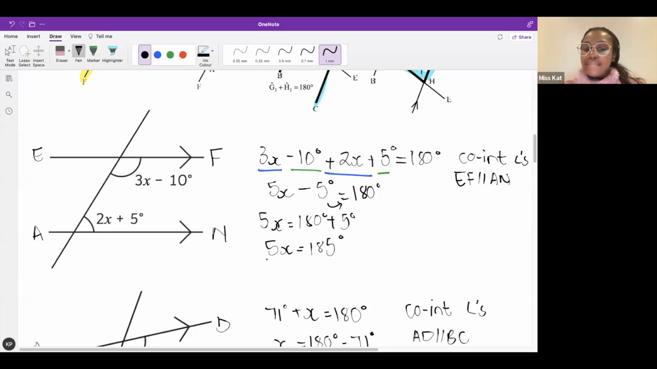And then we're gonna say 5x divided by 5 and 185 divided by 5. Therefore, x is equal to 37 degrees.